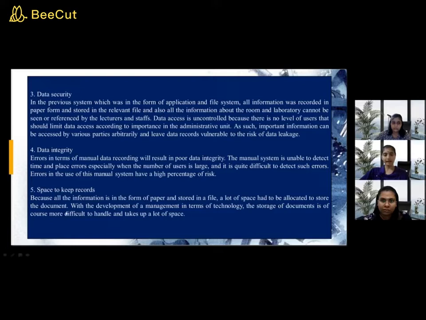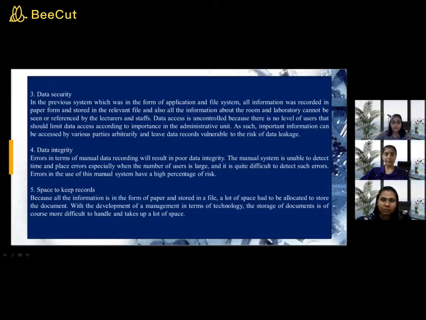Fourth is data integrity. Errors in terms of manual data recording will result in poor data integrity. The manual system is unable to detect time and place errors, especially when the number of users is large, and it is quite difficult to detect such errors. Errors in the use of this manual system have a high percentage of risk.